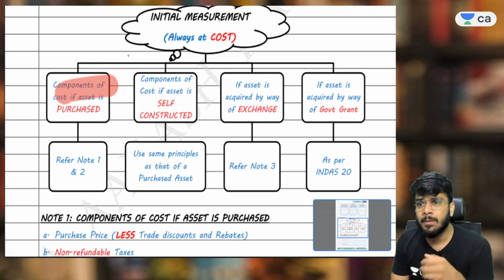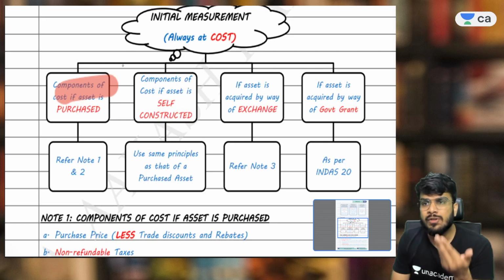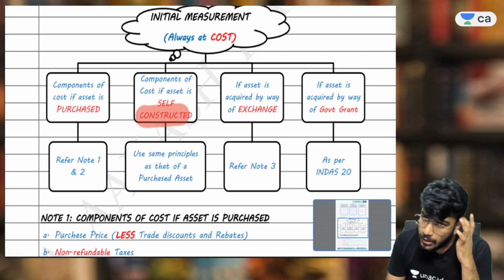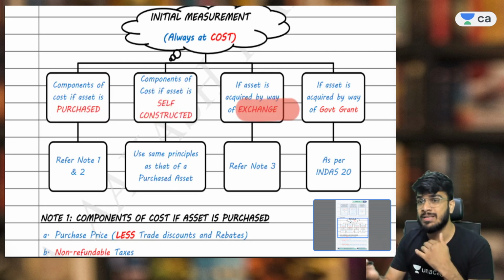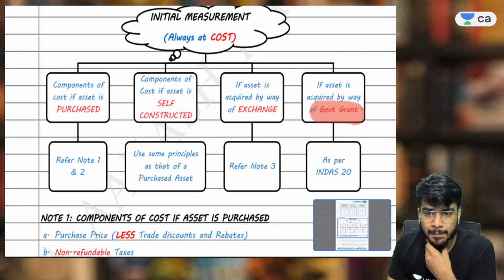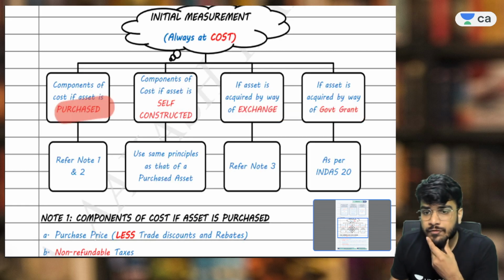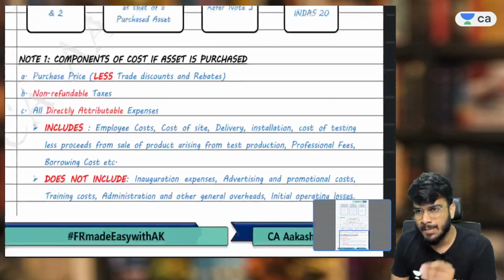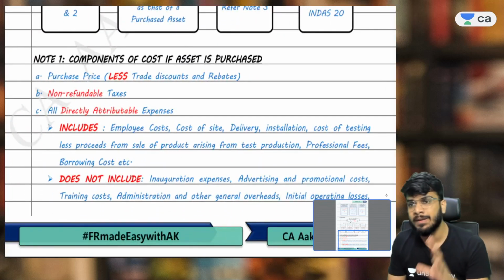Now, PP can be acquired in many ways. First, it can be purchased. Second, it can be self-constructed also. Third, it can be acquired by way of exchange, like a barter transaction. And fourth, it can be acquired by way of government grant. So first, let's discuss what if we purchase this PP. What will be the measurement of PP if it is purchased?